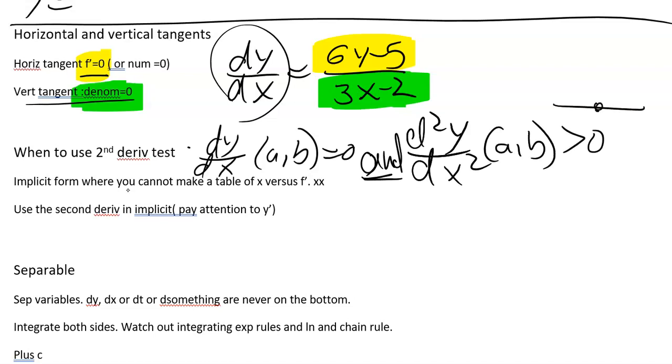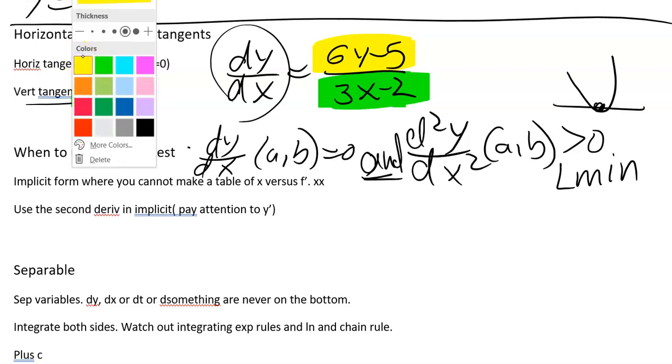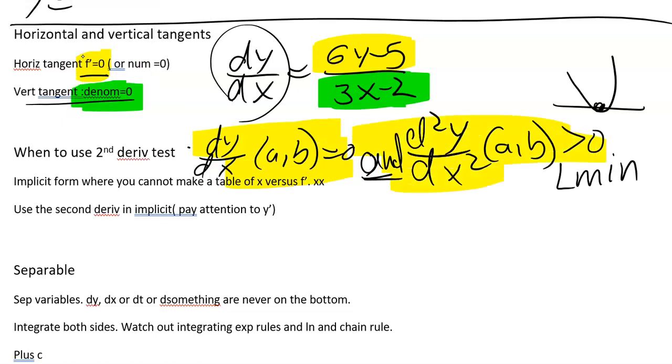What would that look like? Well, here's your horizontal tangent. Here's the second derivative being positive. That would look like a local min, but you do need to mention both of them, so pay attention to that. Okay, the first derivative and the second derivative.